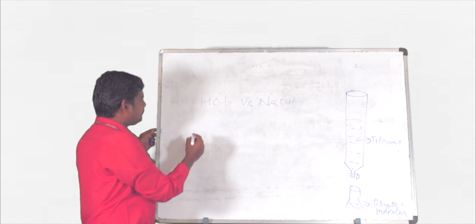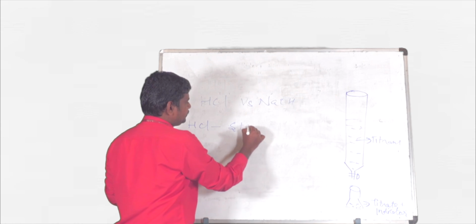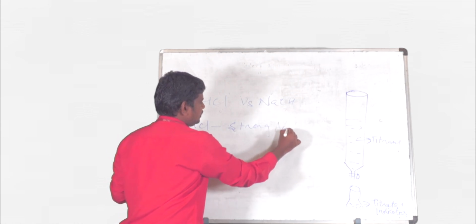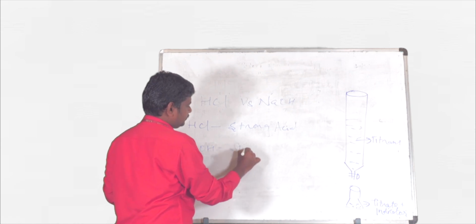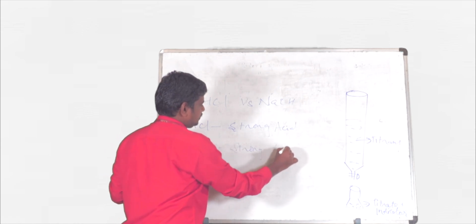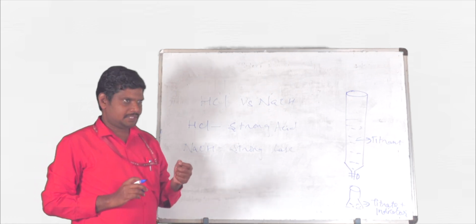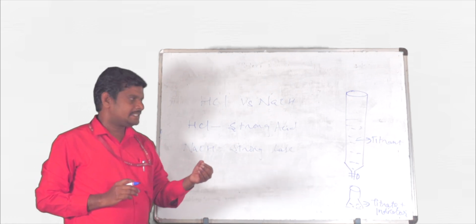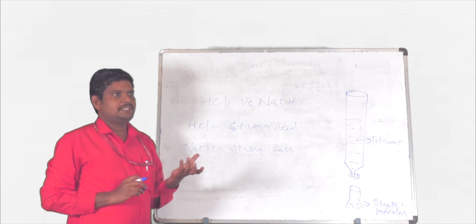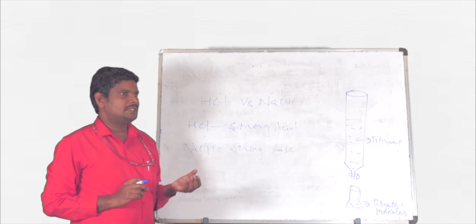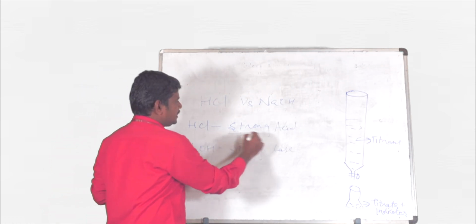Here, HCl is a strong acid, and sodium hydroxide is a strong base. According to Arrhenius theory, any substance can be defined as an acid if it releases H plus ions in solution. In case of a base, any substance that releases OH minus ions in solution is referred to as a base. What do we mean by strong acid or strong base?